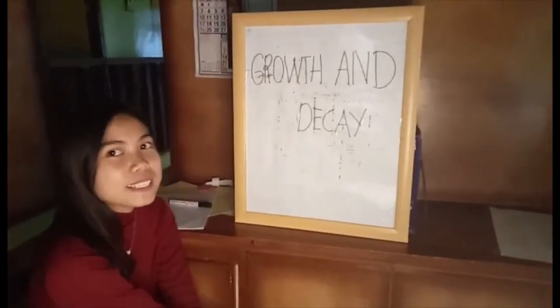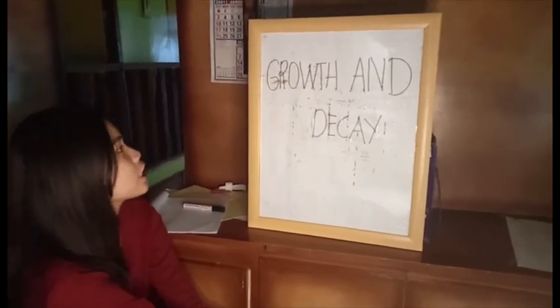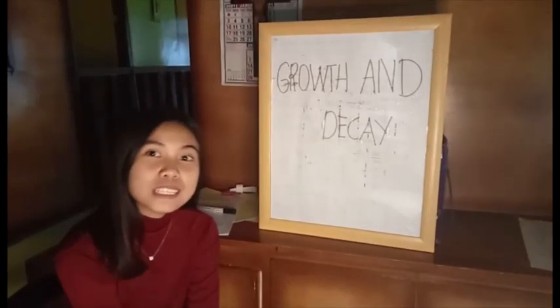So now we are done with the second type of mathematical modeling, which is growth and decay. So see you in our next part.